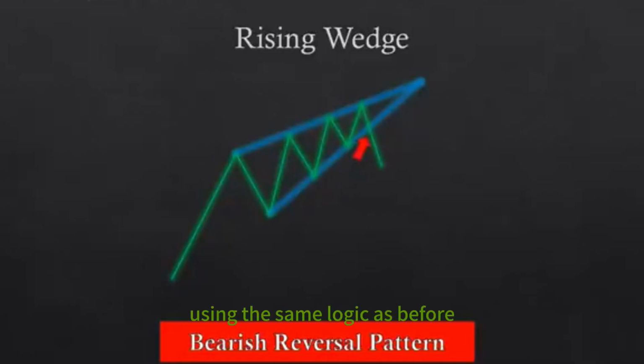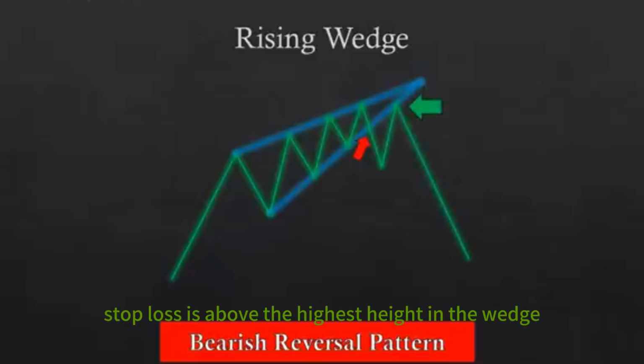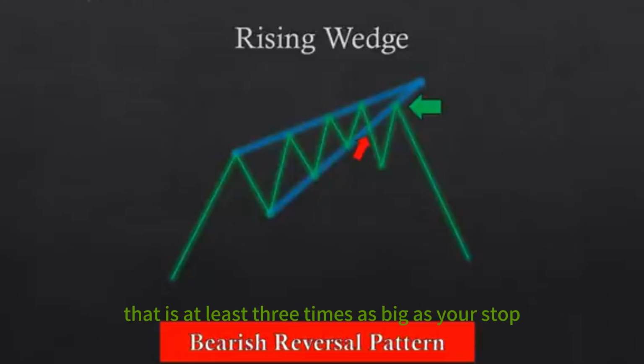Using the same logic as before, the ideal entry happens when price retraces back to the lower line of the rising wedge to test it as resistance. The logical stop loss is above the highest high in the wedge, and you should strive for a target that is at least 3 times as big as your stop.